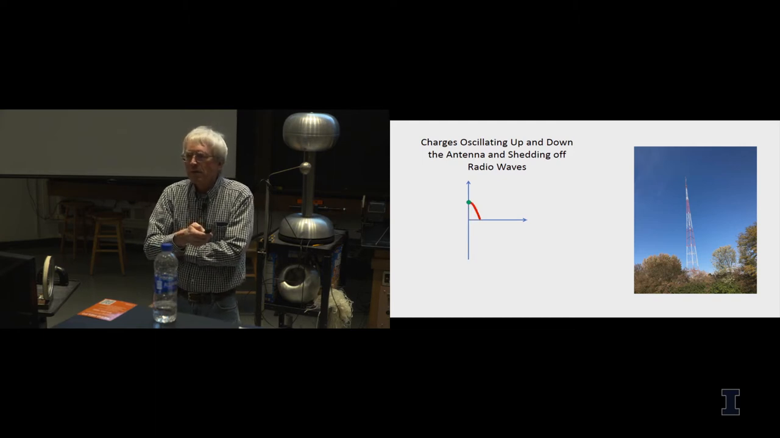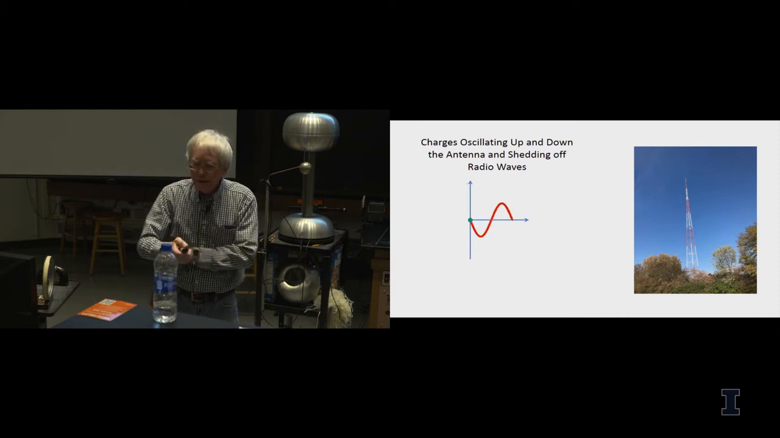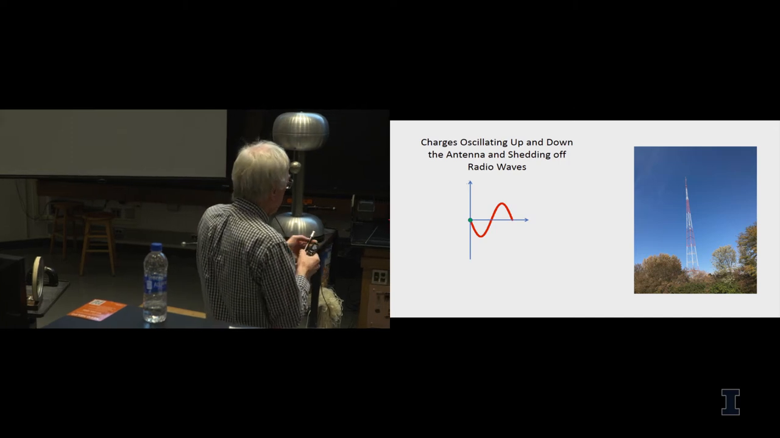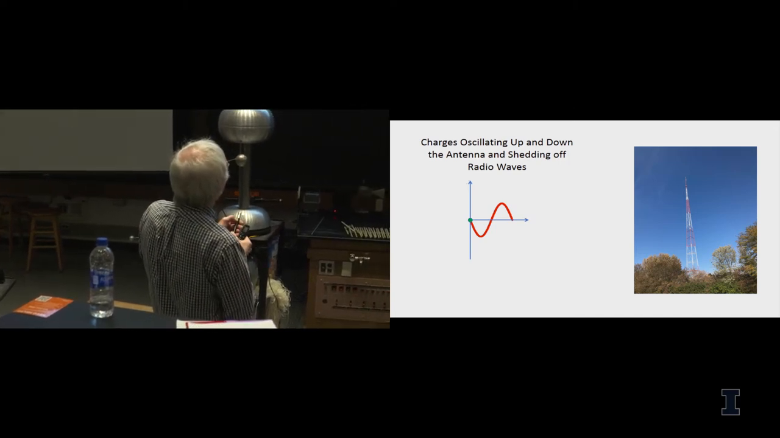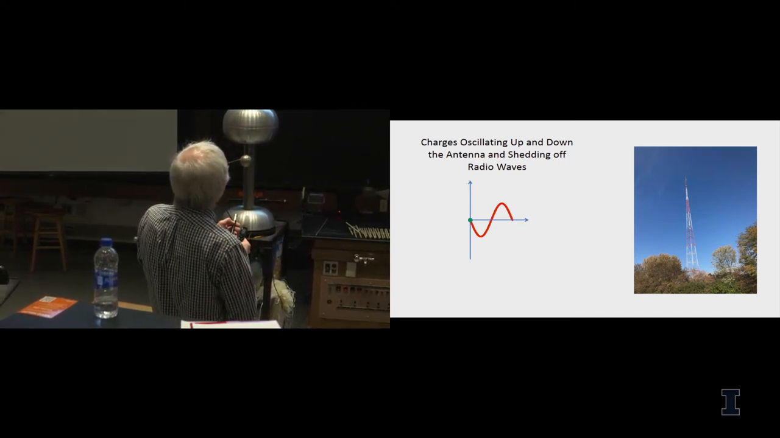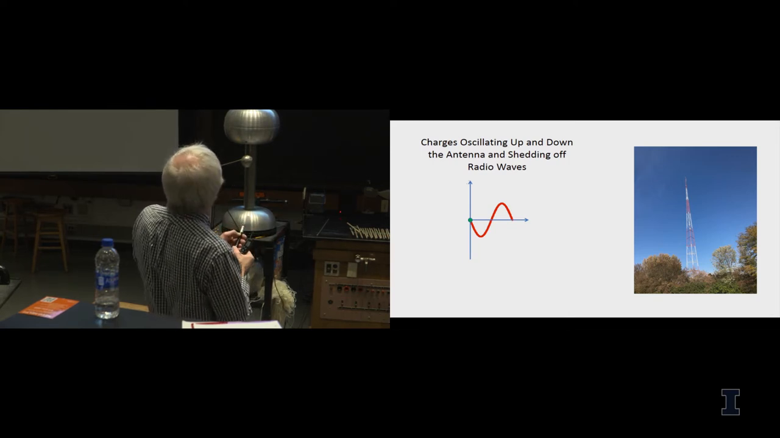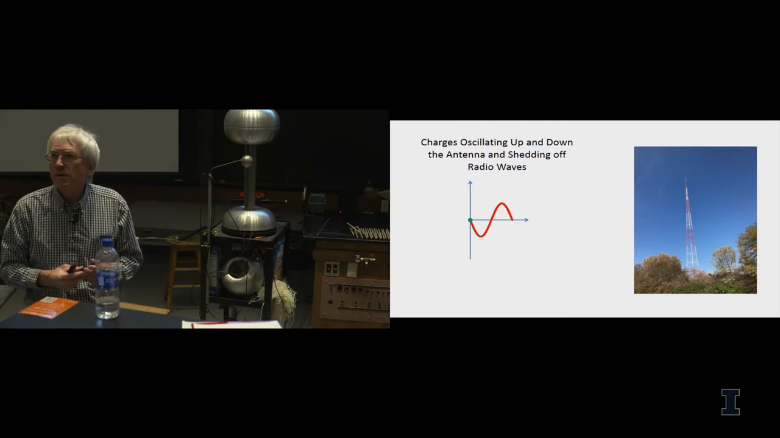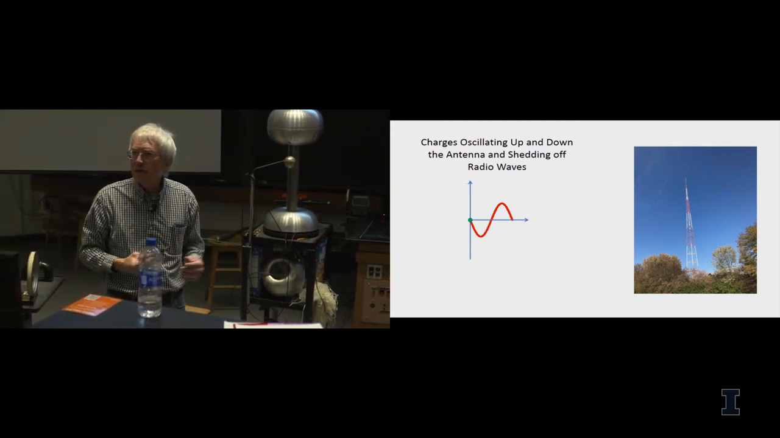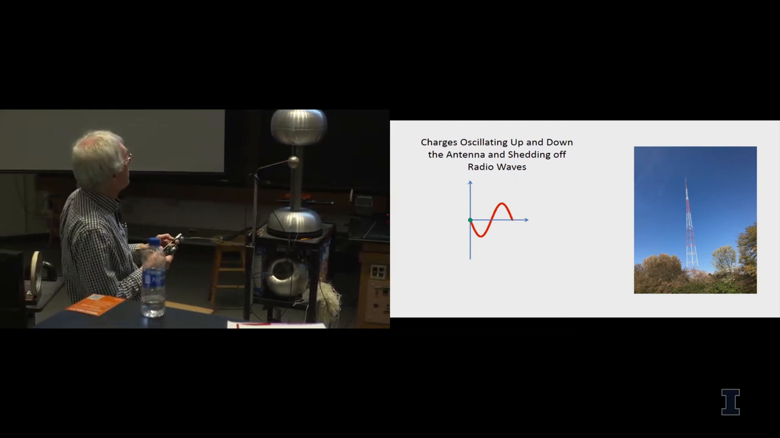And as this undergoes this oscillation right here, you see this kind of thing happening. The leading edge has moved a wavelength away from the original point, where the antenna is, and it's taken some time to do that. It's taken exactly the right amount of time for the wavelength of light traveling at the speed of light. That's 3×10⁸ meters per second.